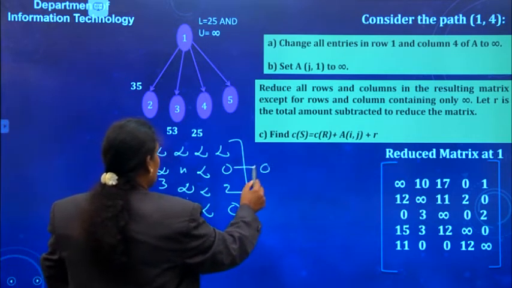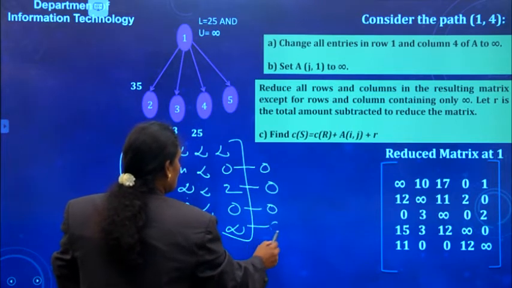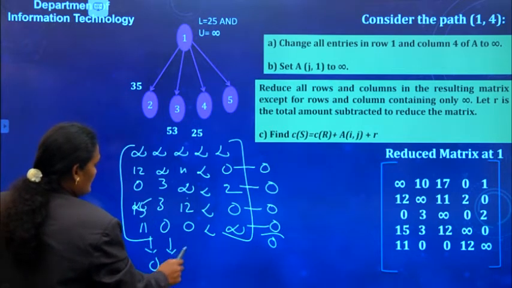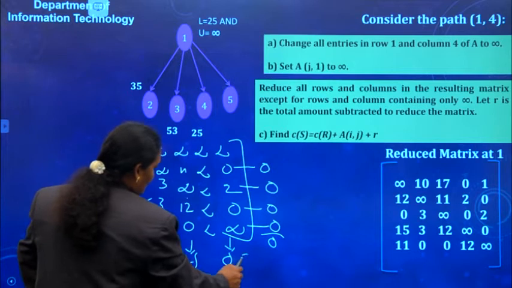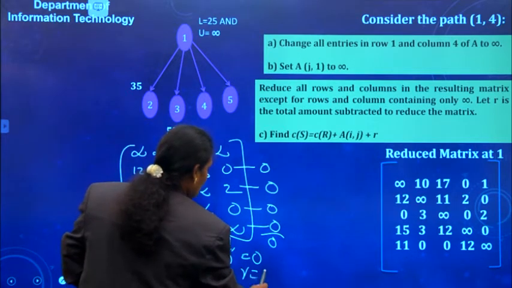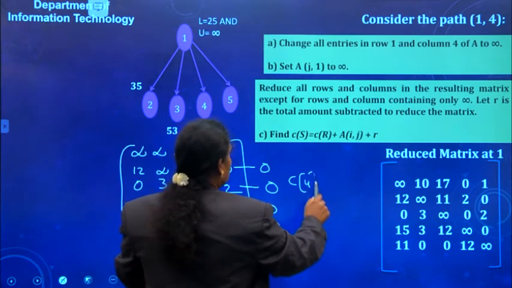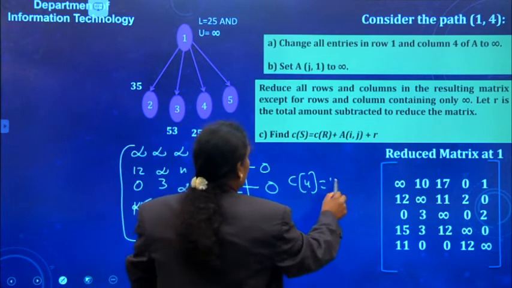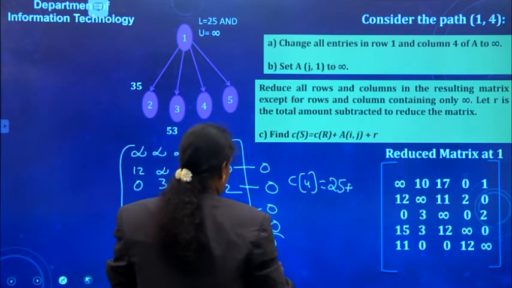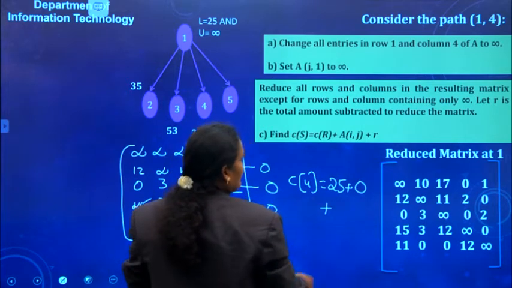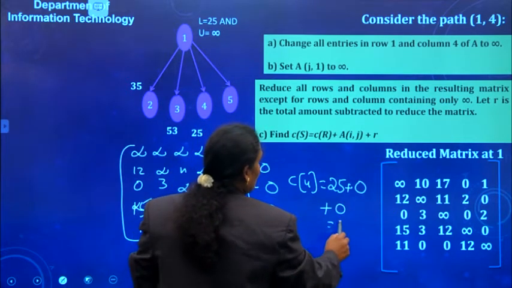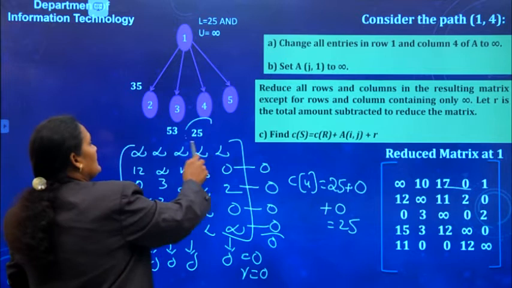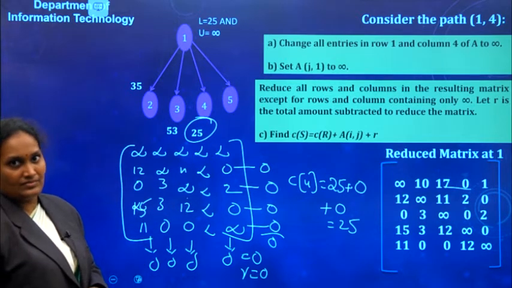Now on this matrix we need to apply row reduction and column reduction. Now let us see the row reduction: 0 0 0 0. So total row reduction is 0. Coming to column reduction: 0 0 0 and 0. Total column reduction is also 0. So R becomes 0 and the matrix is not changed. The matrix is as it is. And cost of 4 is equal to cost of R, that is 25, plus reduced value 0, plus cost of 1 4. Here you can see 1 4 is 0. So cost of 4 here I found as 25.